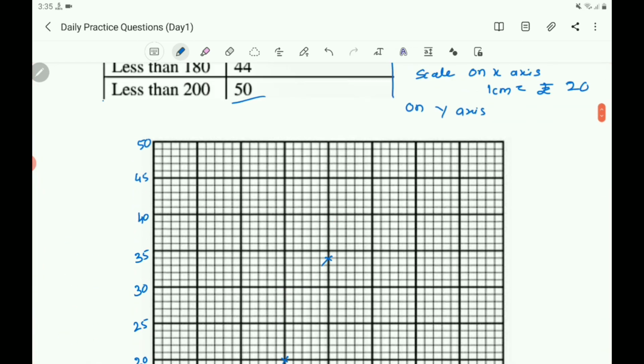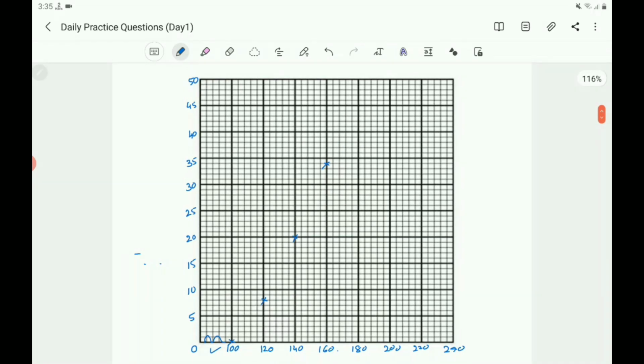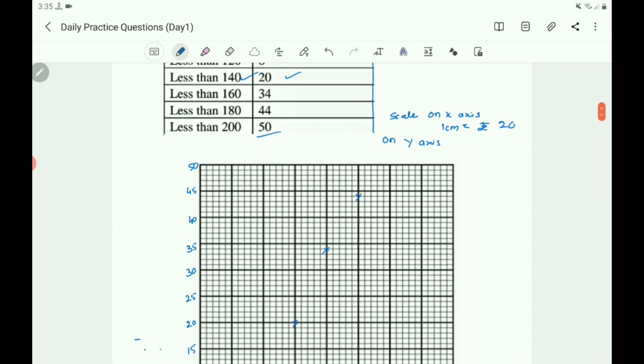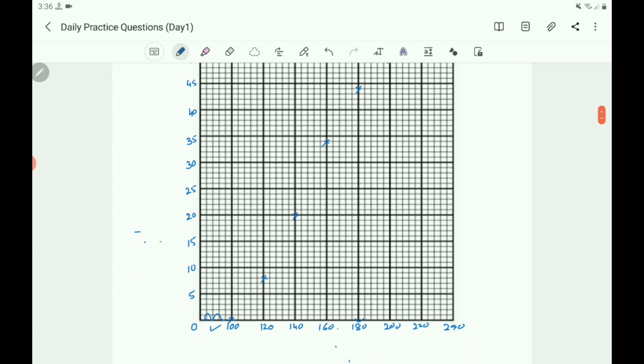Next 180, 44. So you take 180 is here. 44 means 1 less than 45, so it comes here. And 200, 50. So here 50 means it comes here. Now let us join the points here.